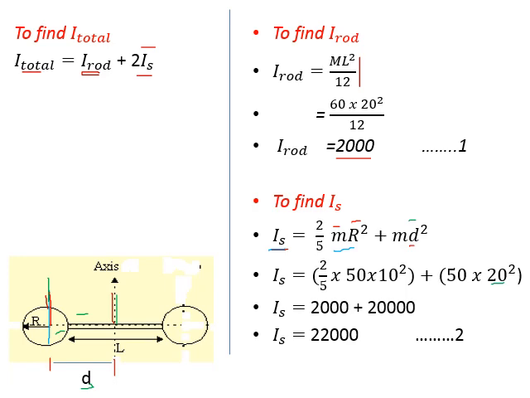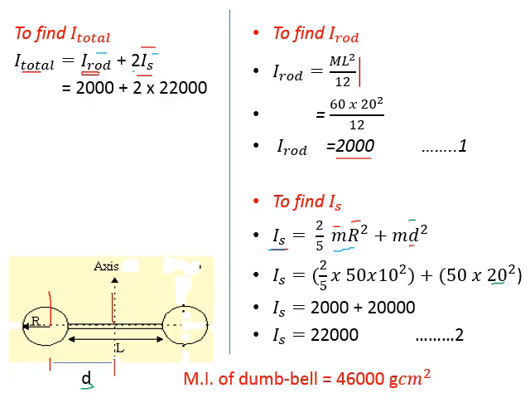Now see whether this value you got or not. Hope so, yes. Now what is the third part? We have to find out the final answer. So in this formula, substitute I rod, substitute IS, multiply by 2 and simplify it. See what you got. Now see, after substitution and simplification, this is the final value. So this is our answer.